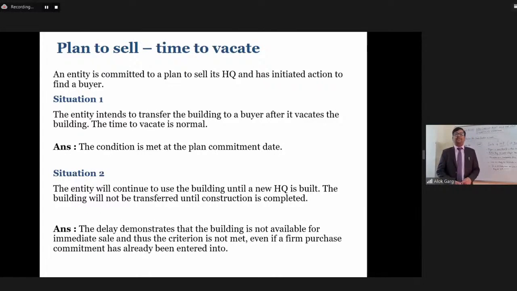The delay demonstrates that the building is not available for immediate sale and thus the criteria is not met, even if a firm purchase commitment has already been entered into. What is a firm purchase commitment? It is a binding contract. For example, even though the agreement has been done, it will still not be classified as held for sale. Why? Because it is not meeting the first condition, ISPC: available for immediate sale in present condition. So Preeti is saying 1 yes, 2 no. Yes, you're right, Preeti.